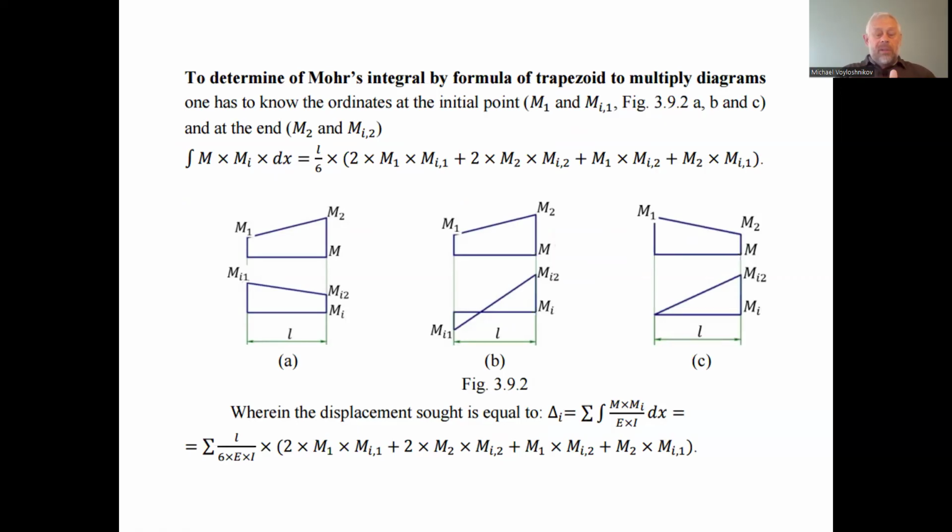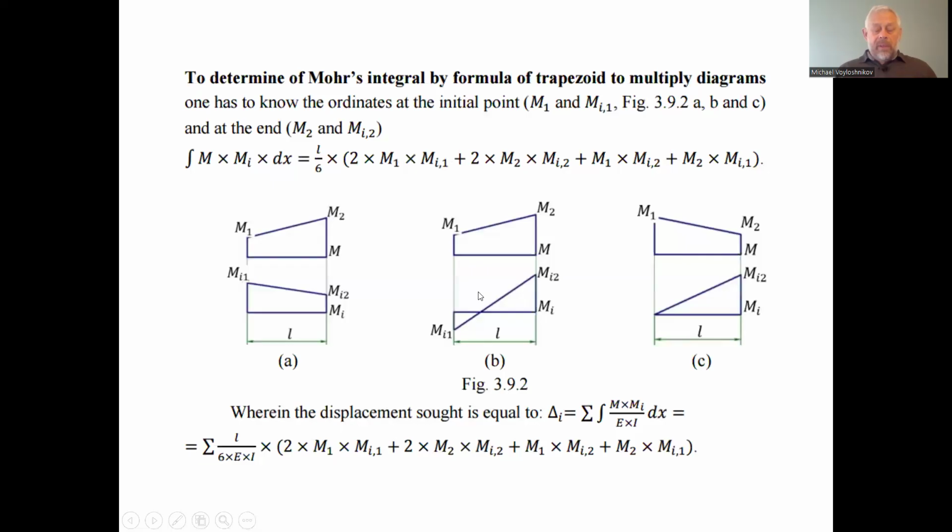Another rule widely used is the formula of the trapezoid to multiply diagrams in the Mohr integral mathematical equation. The formula of the trapezoid we can use if the two diagrams are linear. It can be the trapezoid diagram as indicated on figure 3.9.2a. They can be even a twisted trapezoid, like on the second picture, figure 3.9.2b.